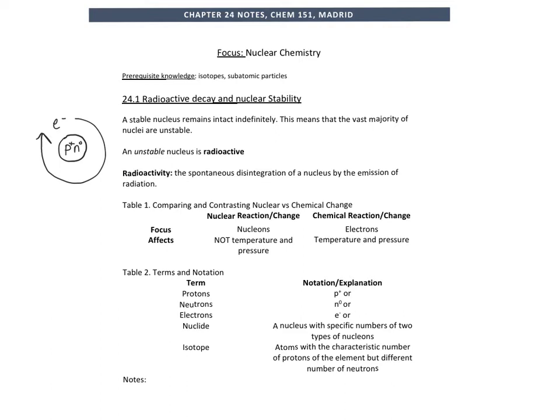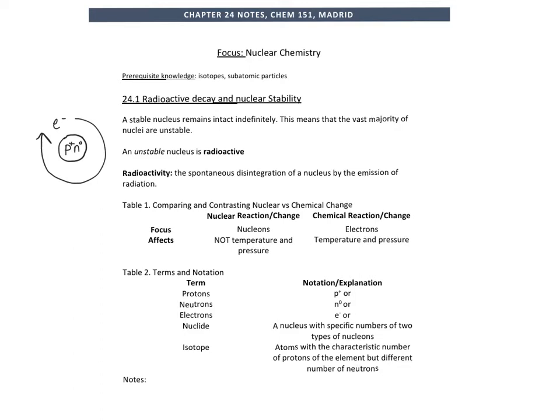Okay, so what's the definition of radioactivity? Radioactivity is the spontaneous disintegration of a nucleus by the emission of radiation. So that means this is disrupted somehow, right? So the number of protons and neutrons together, they change, or something happens to where they go from a more unstable state to a more stable state.